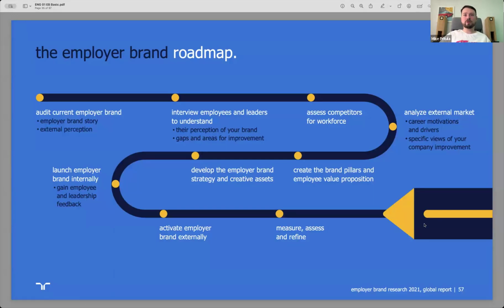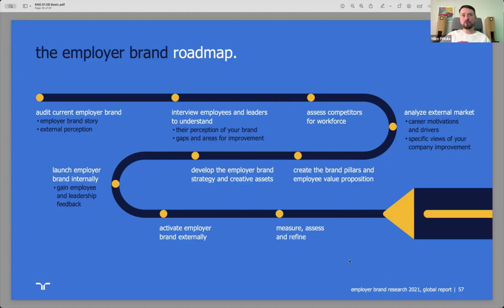The employer brand roadmap. This is a perfect visualization of how we work with employer brand. It's developed, actually, I'm not sure it's developed by Randstad. It's drawn by Randstad. Sorry. Yeah. But the concept here, I think it's from marketing. So how we build the employer brand, how we manage the employer brand.